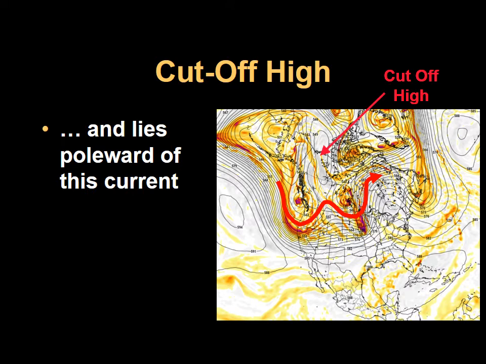And then finally, the definition says, and lies poleward of this current. And that, in fact, is true. You can see that high pressure system is sitting much farther north than the basic westerly, or west to east, flow.